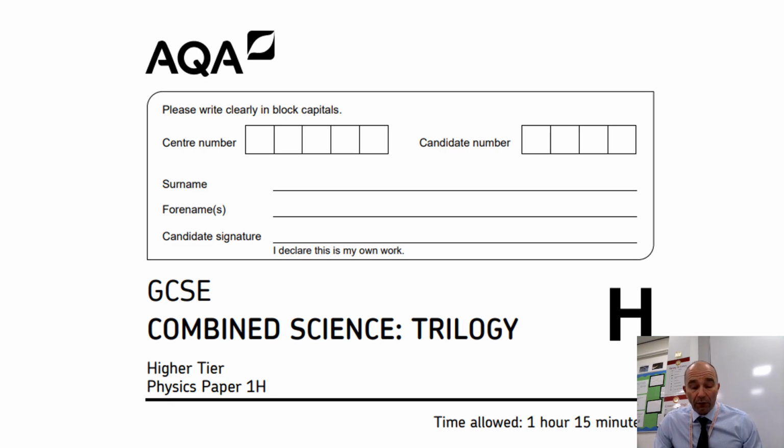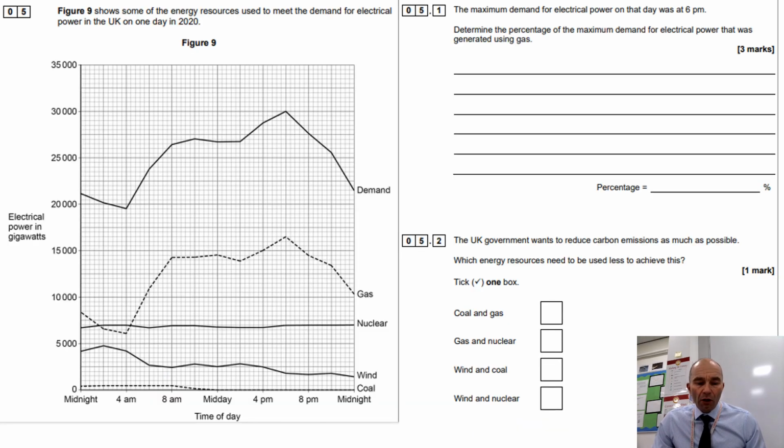So we're going to go through the Combined Science Physics Higher Paper 1 from 2022 today. The first question is all about how we use energy resources to meet the demands for electrical power, and it's looking at the data from one day in 2020. So you've got your graph of information there. Now, the maximum demand for electrical power on that day was at 6 p.m. You've got to determine the percentage of the maximum demand for electrical power that was generated using gas.